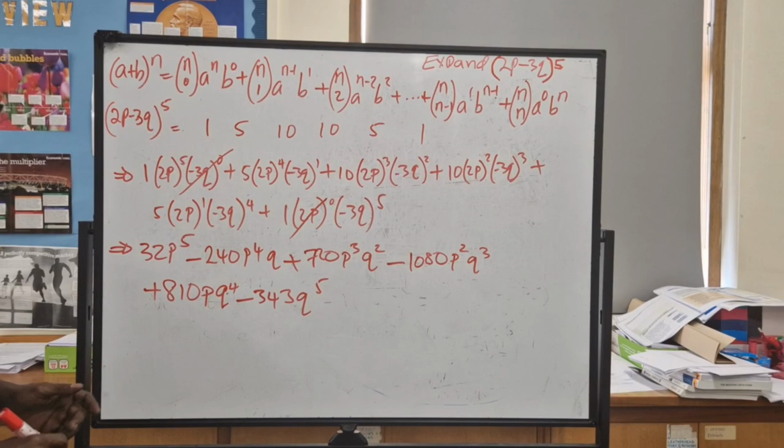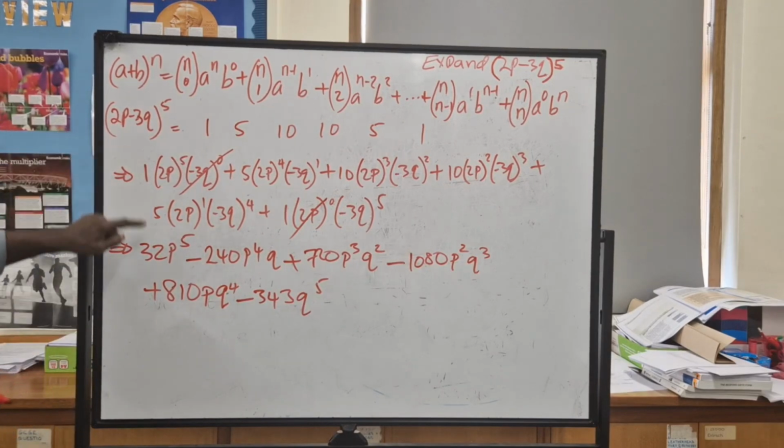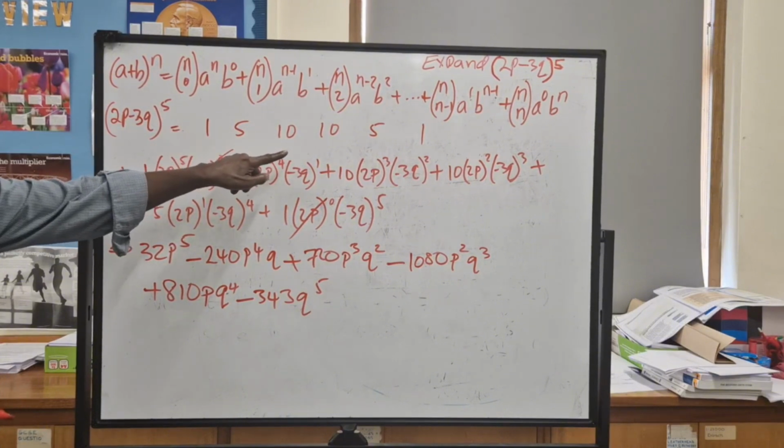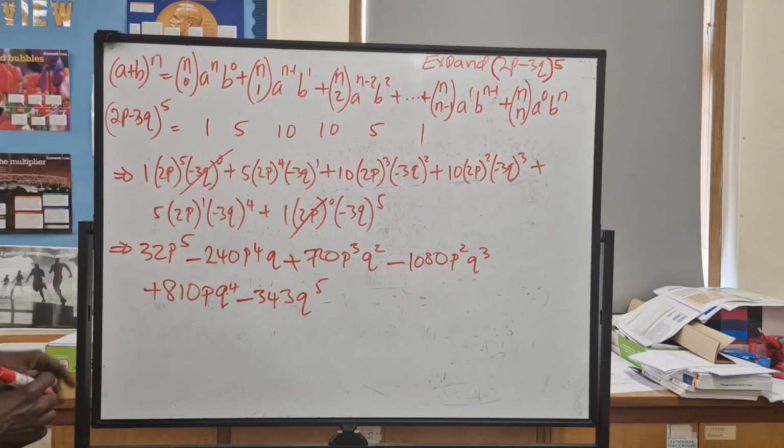As you can see now, because of the values 2 and 3 in here, the final coefficients are not the same as Pascal's triangle. All right, so that's the final answer.